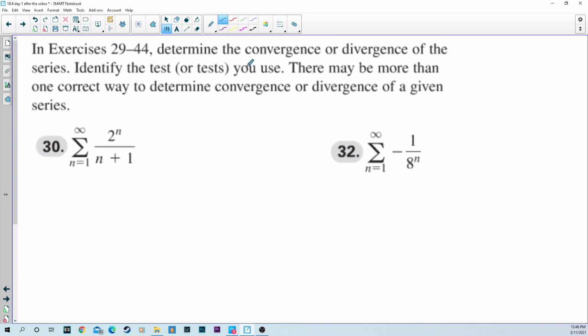Determine the convergence or divergence of the series. Identify the test or tests you use. There may be more than one correct way to determine convergence or divergence of a given series.